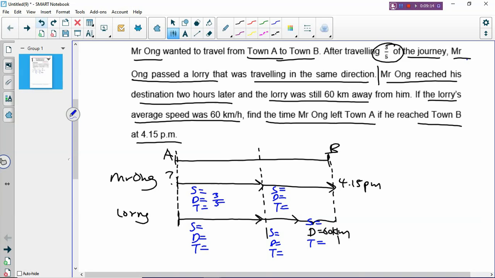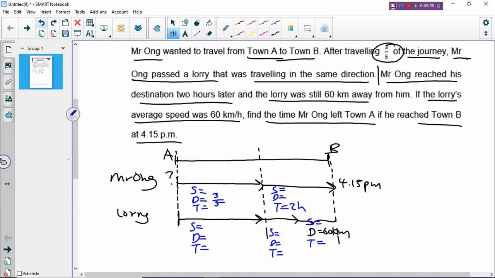And after traveling 3/5 of the journey, Mr. Ong passed the lorry, traveling in the same direction, and Mr. Ong reached his destination 2 hours later. So which means that this is your 2 hours later. After catching up with the lorry, he took 2 hours to reach, but the lorry was still 60 kilometers away, which is what you saw just now, right? So the lorry is still 60 kilometers away from town B.